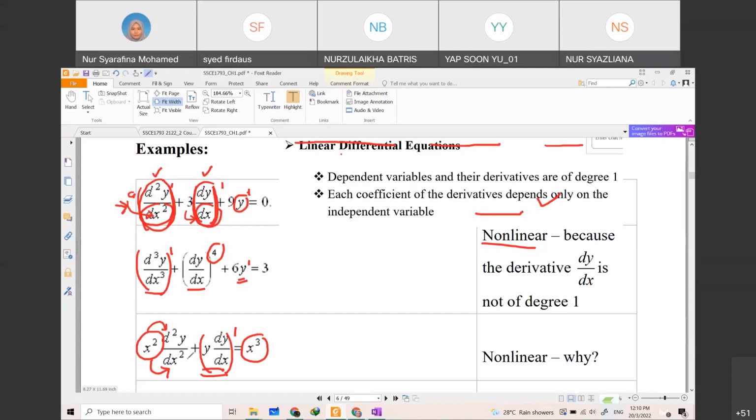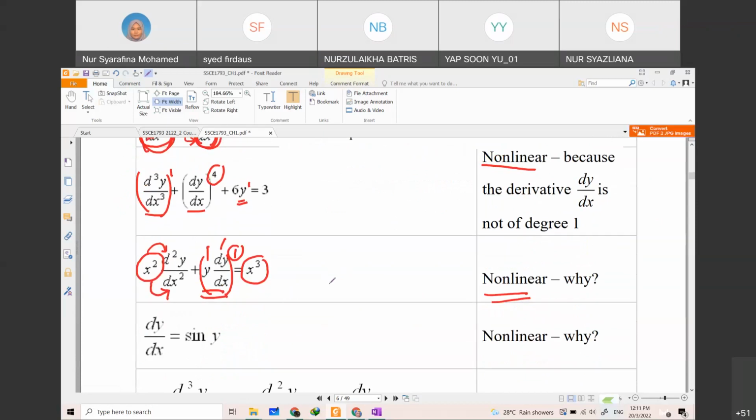So we cannot conclude that this is linear because, first, y and dy are together even though they are degree one. Second, the coefficient of the derivative does not depend only on the independent variable here. But we must have the coefficient depend only on the independent variable, so this cannot be linear.